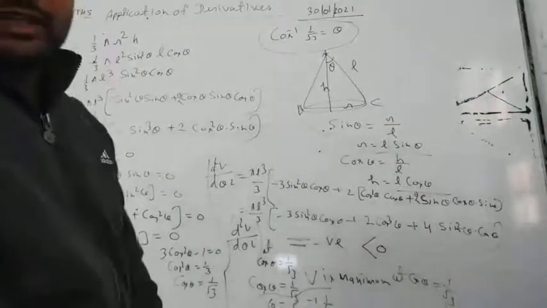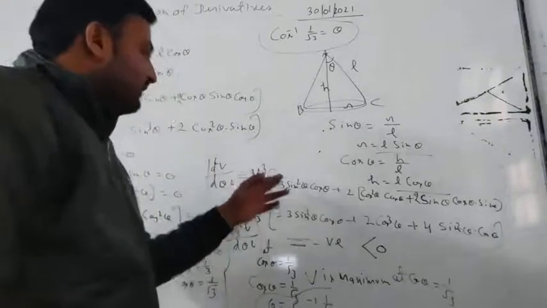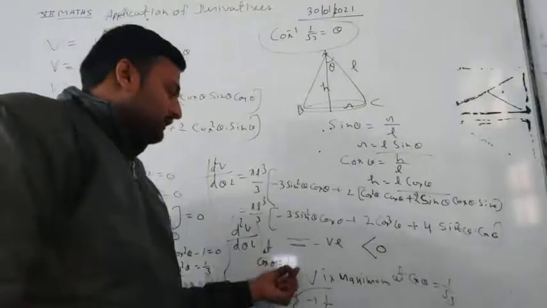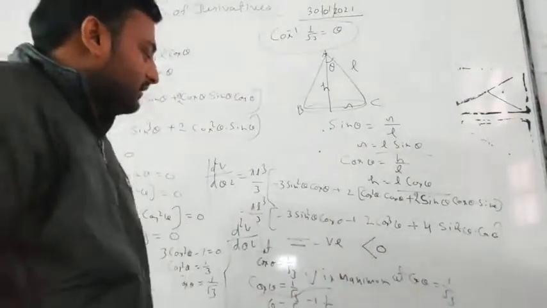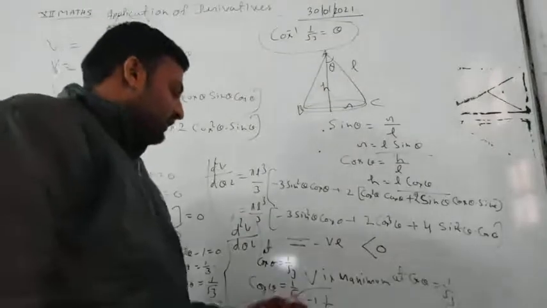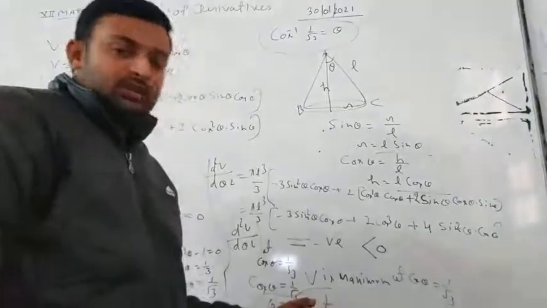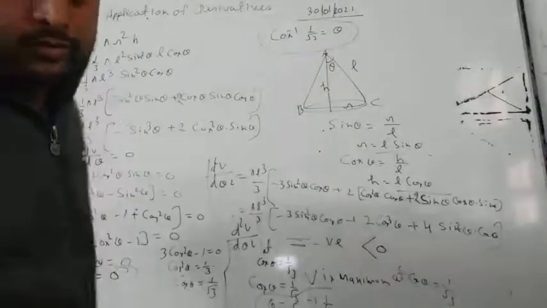Now students, for maxima and minima we find the second derivative. So we are getting the second derivative as this. When we put cos theta equal to 1 by root 3, we are getting a negative value from here, and this is less than 0. So cos theta is 1 by root 3, and our theta will be cos inverse 1 by root 3. I hope you understand. Now we move to the next question.